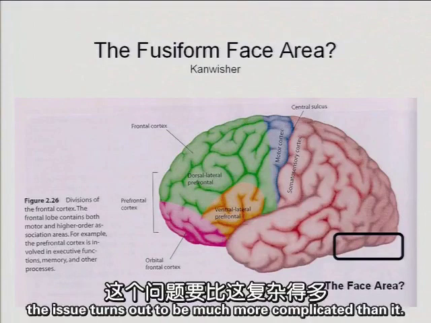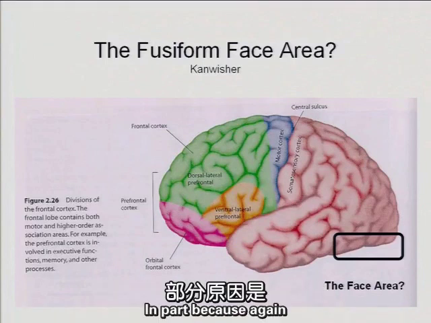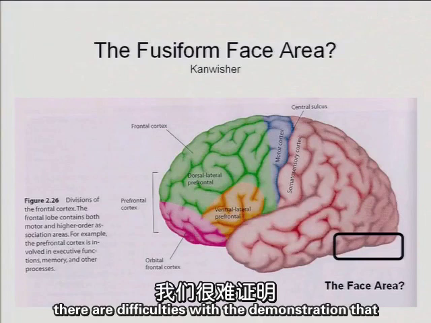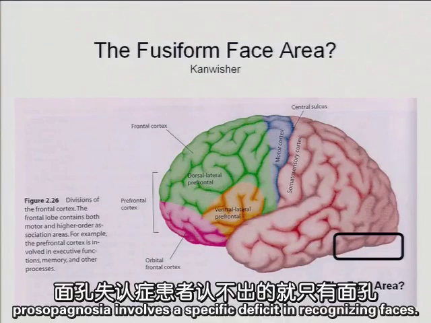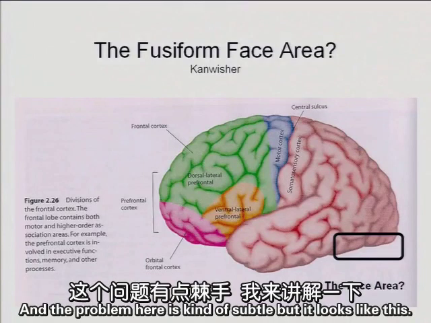But it turns out that the issue is much more complicated than that, in part because, again, there are difficulties with the demonstration that prosopagnosia involves a specific deficit in recognizing faces. And the problem here is kind of subtle, but it looks like this.